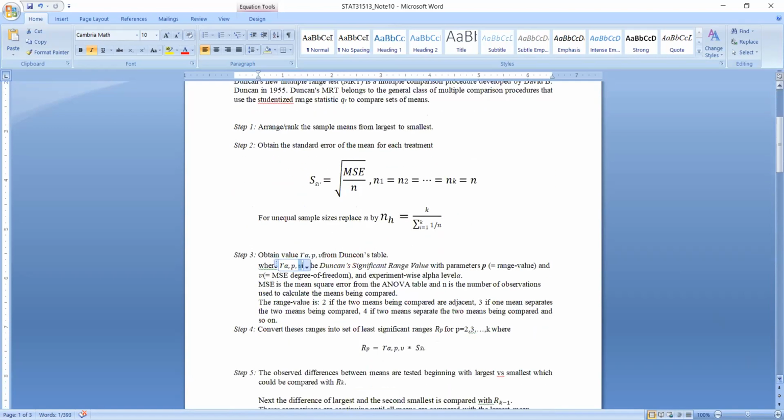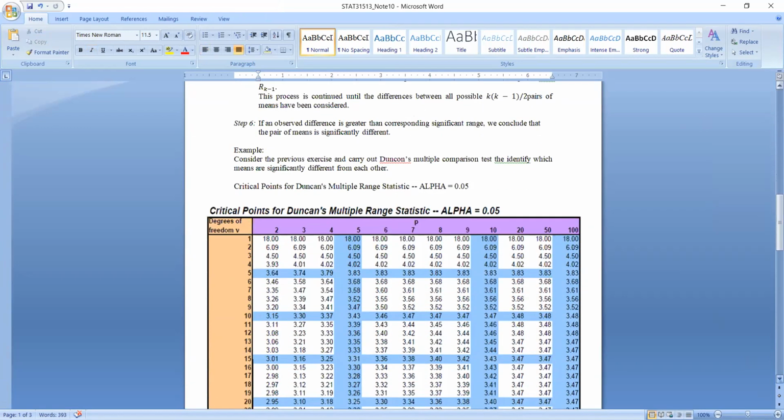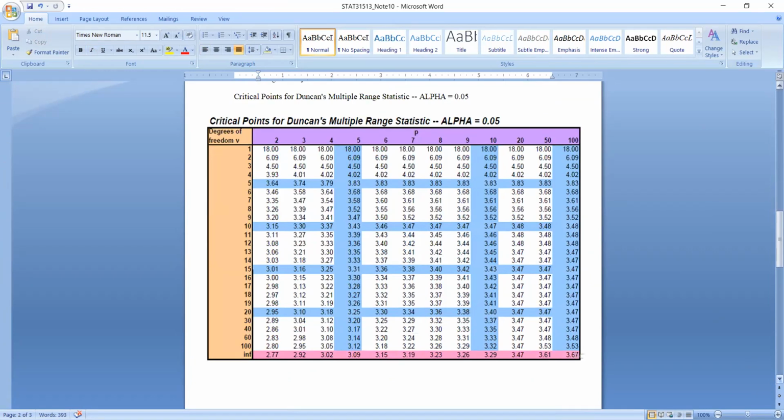After that, we are going to read a value from Duncan's table. So I will show you the table. See, this is the Duncan's table. This table has been constructed for different alpha levels. Since we are using alpha as 0.05, these are the values that you can use. In this table, you can see you have degrees of freedom and you have P.